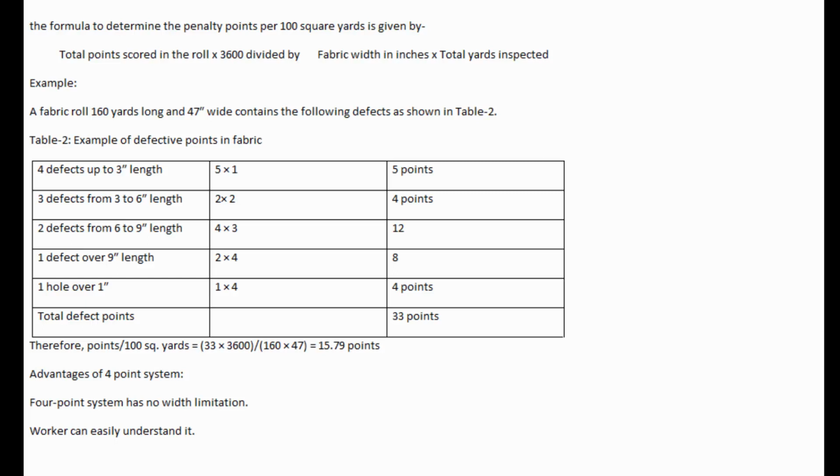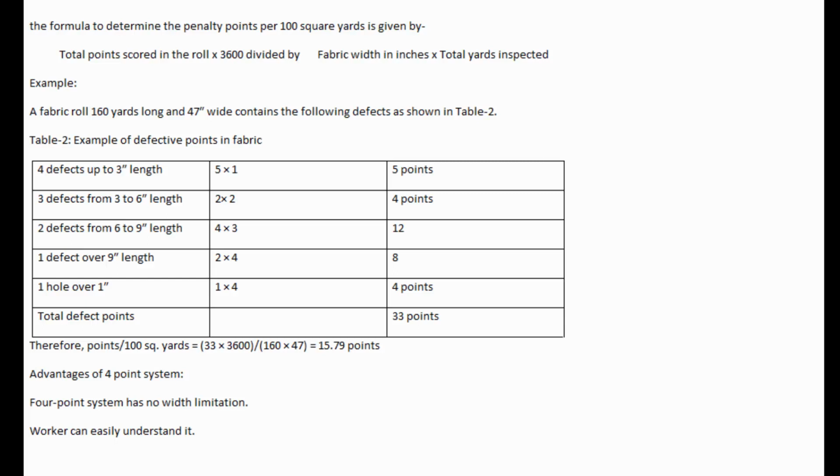of a fabric roll is generally not more than 40 penalty points. If it is more than 40 points, it will be considered seconds. The formula to determine the penalty points per 100 square yards is given by total points scored in the roll x 3600 divided by fabric width in inches x total yards inspected. Example: a fabric roll 160 yards long and 47 wide contains the following defects as shown in Table 2.